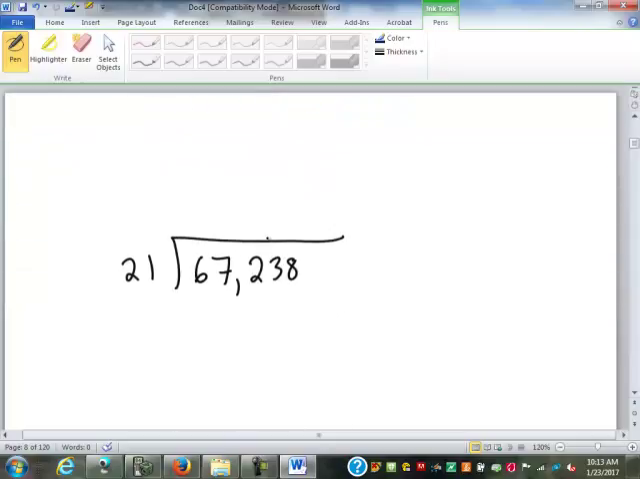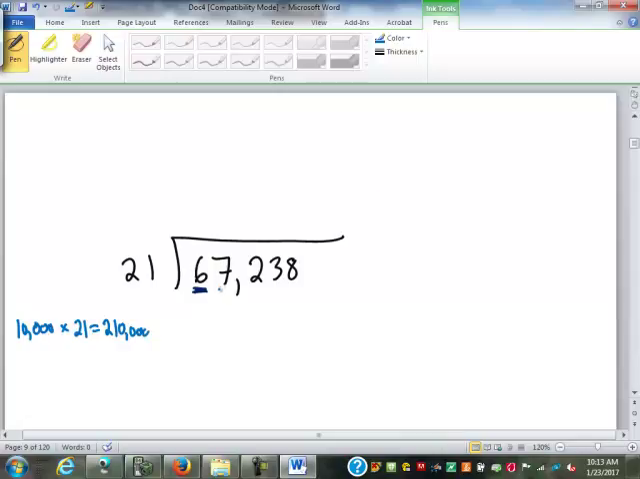To figure out how big of a bundle to try, we look at the number that's being divided and we look at its first place value. What's the place value of that digit? That is the 10,000s digit, right? 10,000 times 21 is 210,000. Can we subtract that from the 67,238? No, that's too big. We can't subtract it.